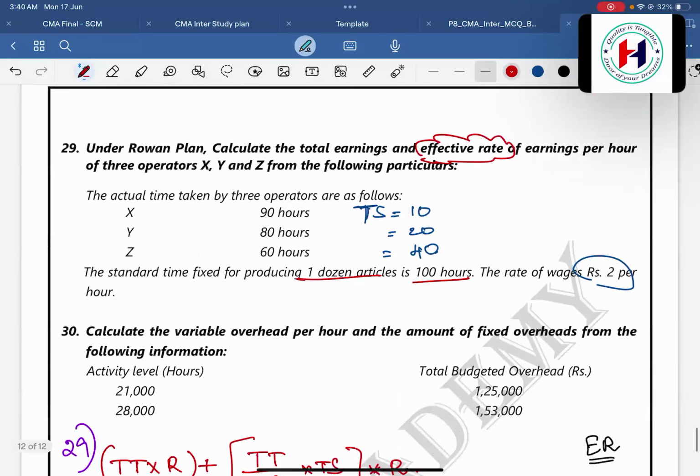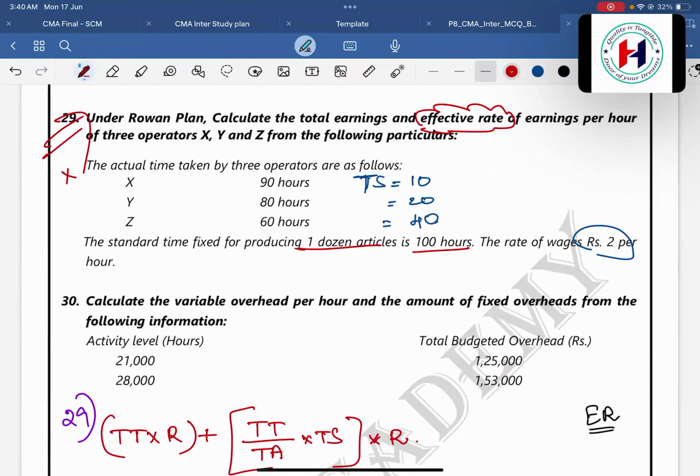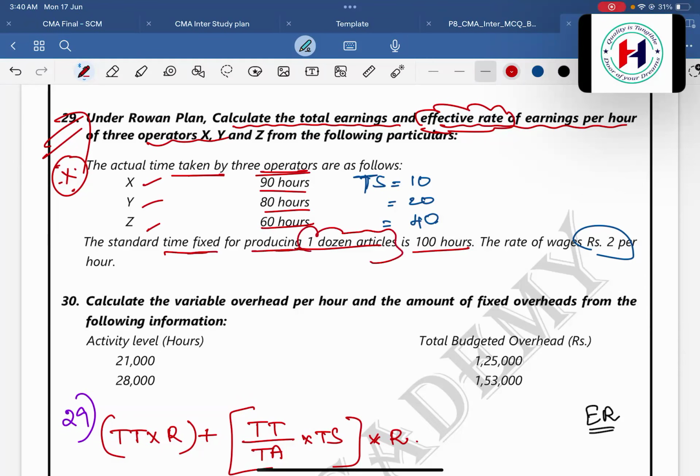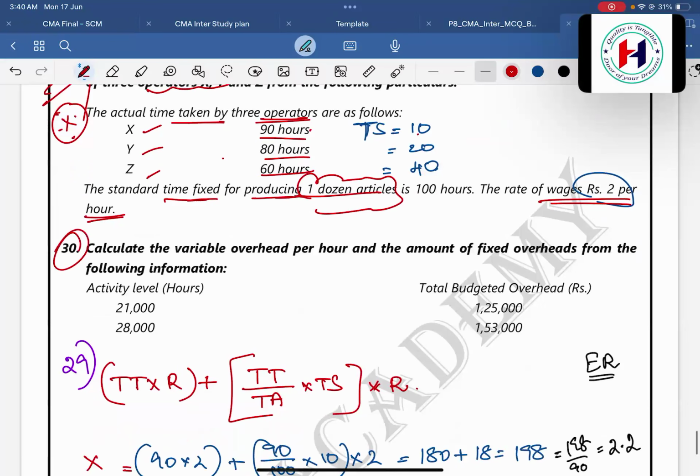So come up with the last two questions. Interesting question, important question. Under Rowan plan, calculate the total earnings and effective rate of earnings for 3 operators. The actual time taken by 3 operators X, Y, Z is 90 hours, 80 hours, 60 hours. The standard time fixed for producing 1 dozen articles is 100 hours. So time saved by X is 10, by Y is 20, by Z is 40. The rate of wages is rupees 2 per hour. 30. Calculate the variable overhead per hour and the amount of fixed overhead from the following. This is the next question.